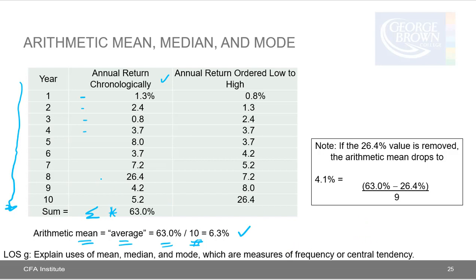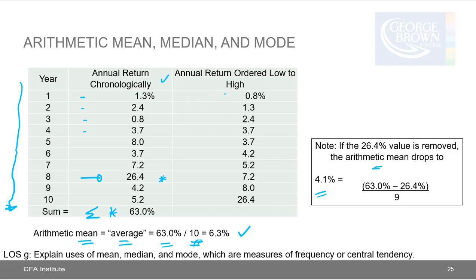Now, you can look, oh wait a minute, year 8 is a big return of 26.4%. That's a bit of an outlier. What would be the arithmetic mean if we remove that value? Well, then it would be 63% minus 26.4% divided by 9, and we'd have a fairly different return for the average. It would be 4.1%. So that would be the example of taking one data point out of a set of data if you thought that it wasn't overall representative.